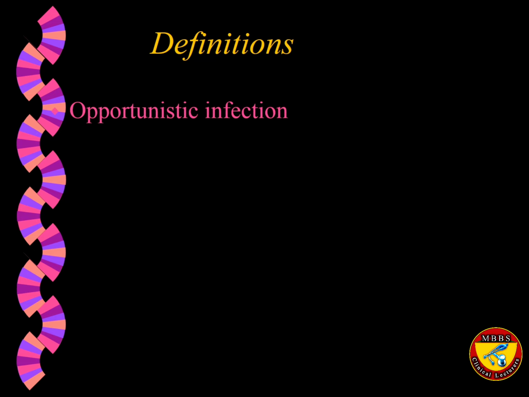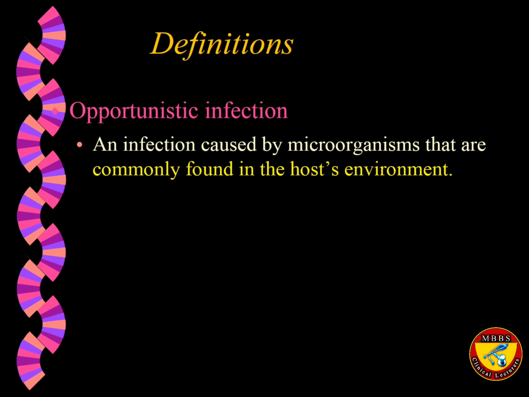Then, what is an opportunistic infection? Opportunistic infection is an infection caused by microorganisms that are commonly found in the host environment. It is right there in the host environment, but it sometimes waits for the immunity of the host to fall down and then it strikes.